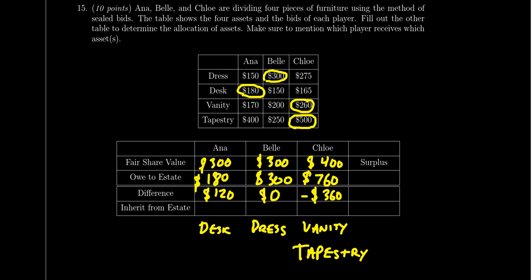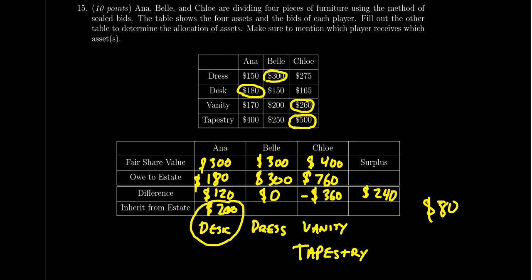Okay, if you add those together, $120 plus zero minus $360, that's going to give us a surplus of $240 to the estate. So if we take all that and divide it by three, that gives $80 to everyone. So we're going to add $80 to each and every one of these. So to Anna, she's owed $120, but there's a surplus of $80 for her, so that adds up and gives her $200. So what she would get is $200 from the estate and the desk.